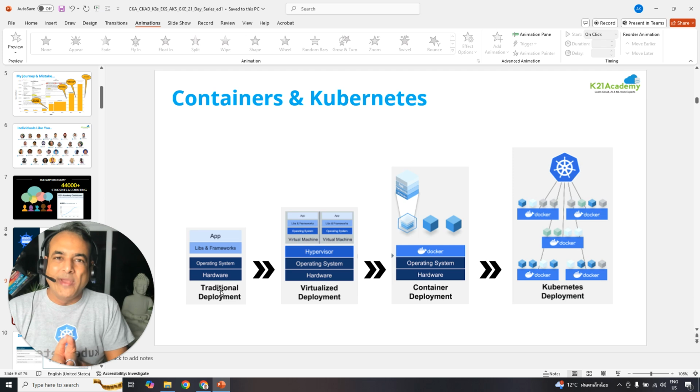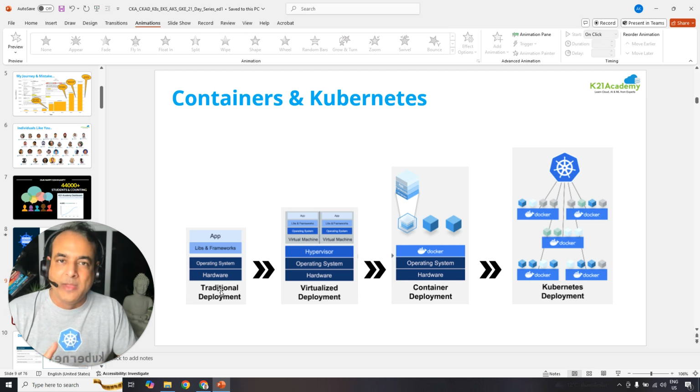Then 2005 came, when VMware revolutionized the way we run our applications. So you were deploying one hardware, and on top of that multiple operating systems, maybe multiple Linux or multiple Windows, or Linux and Windows, so within the same hardware you can have multiple VMs.